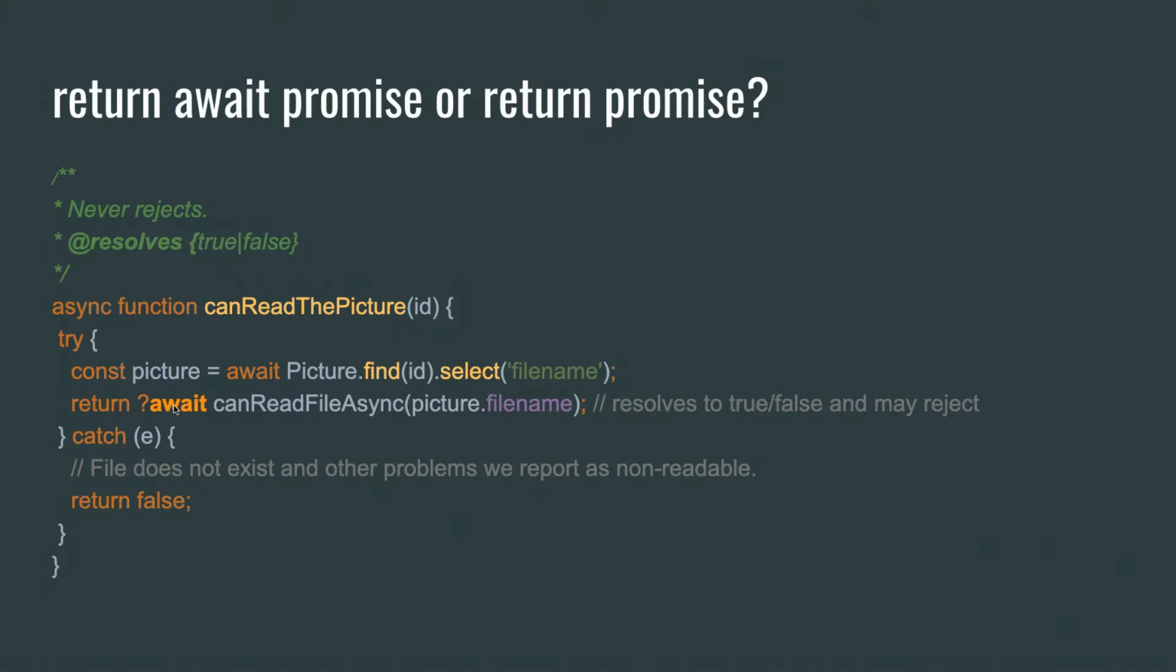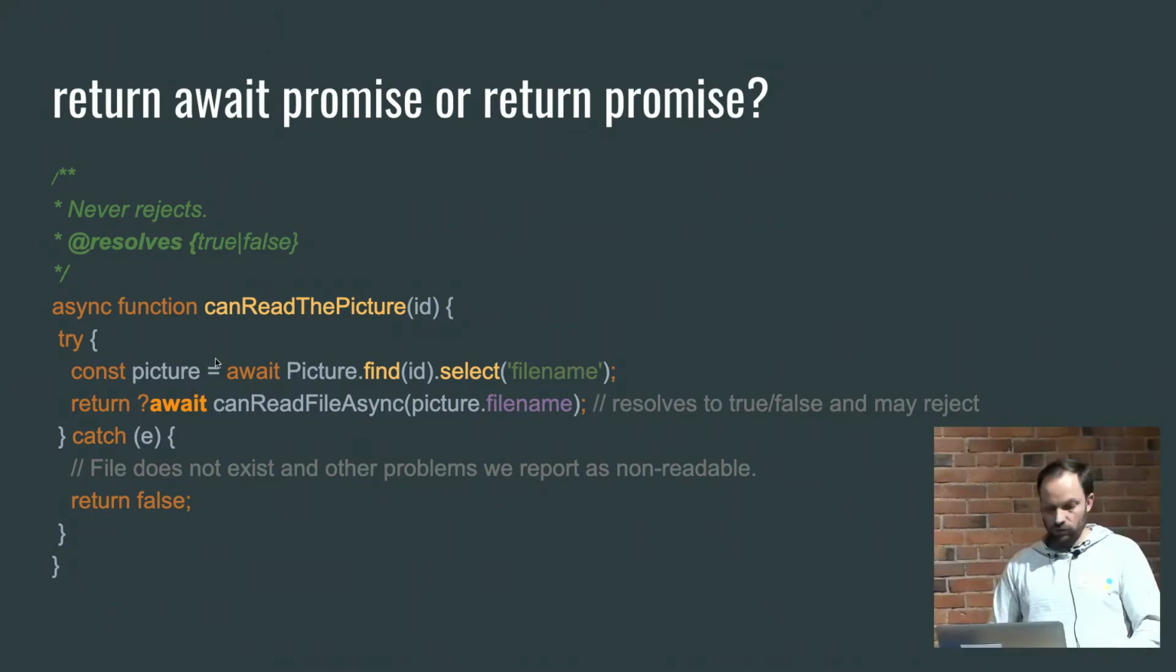If you don't include await, what will happen? It will return the promise. So basically, it doesn't matter if canReadFileAsync fails or not. It will be returned to the consumer of the whole function. And in that case, our description already lies about it, because we can have true, false or an exception. So that's the difference: return await or just return the promise straight.